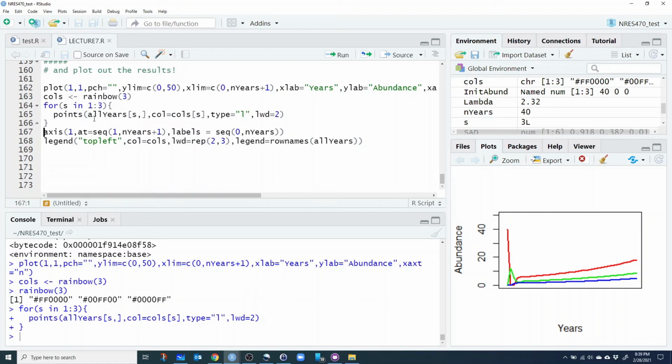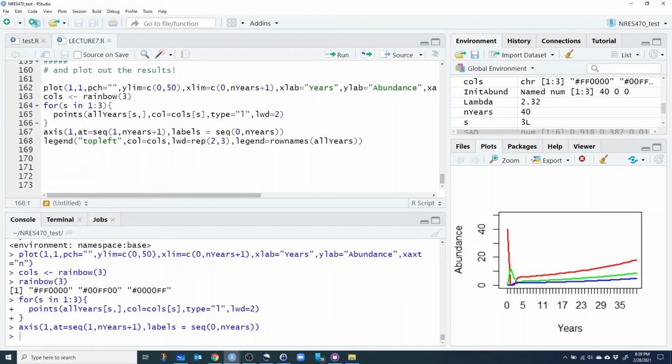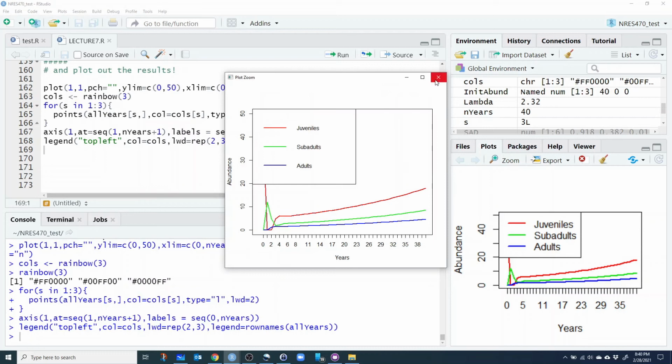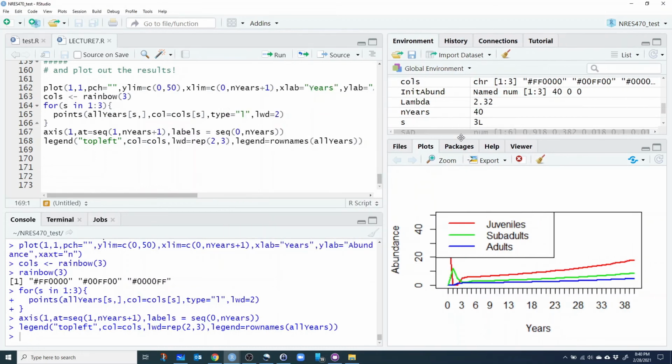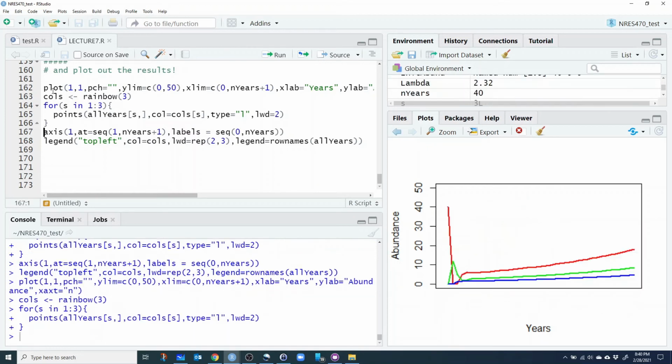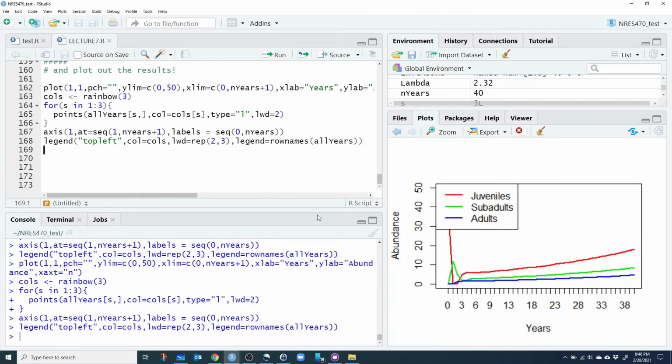All right, I'm going to add an x-axis label using this axis statement, and then I'll add a legend to represent juveniles, subadults, and adults, and I can zoom in and see this a little better. Probably best if I just make this a little bigger here and then rerun this. It should look a little better, you'll see. And now we see that it looks pretty similar to what we just observed in InsightMaker.